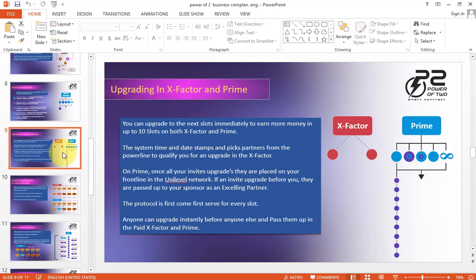Okay, so this section shows upgrading in X Factor and Prime. Now let's read this really quick. You can upgrade to next slots immediately to earn more money in up to 10 slots on both X Factor and Prime. The system time and day stamps and picks partners from the power line to qualify you for an upgrade in the X Factor. On Prime, once all your invites upgrade, they are placed on your front line in the Unilevel network. If an invite upgrades before you, they are passed up to your sponsor as an excelling partner. The protocol is first come first serve for every slot. Anyone can upgrade instantly before anyone else and pass them up in the paid X Factor and Prime.